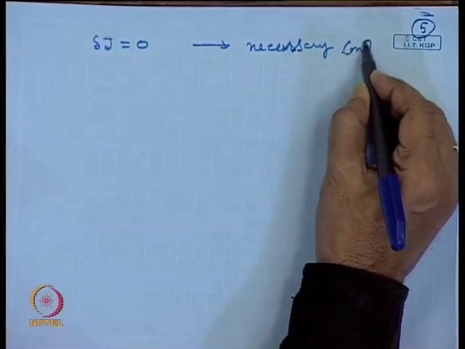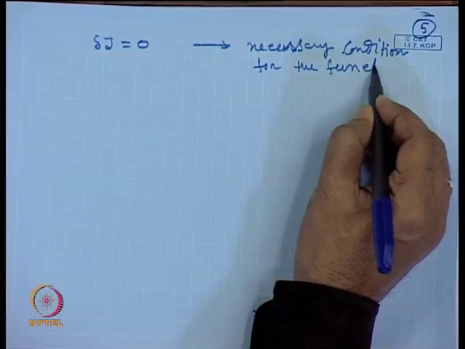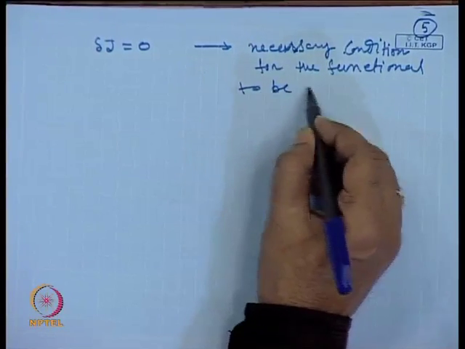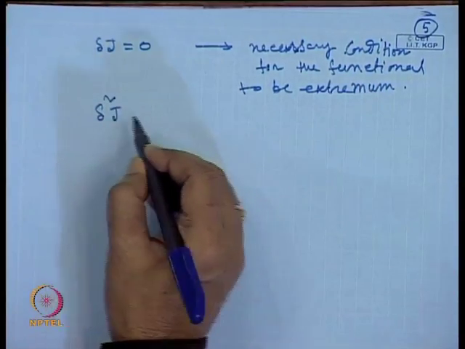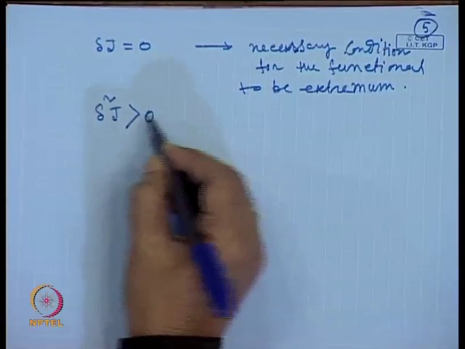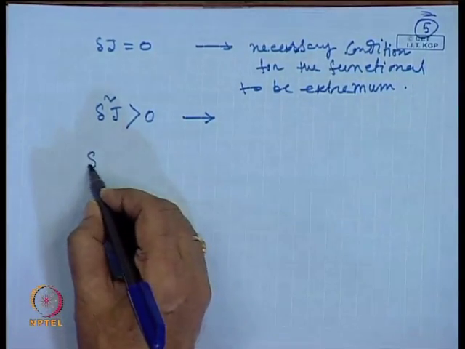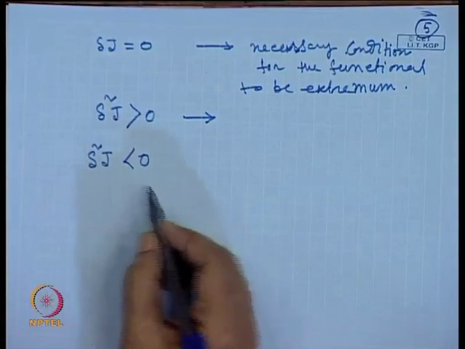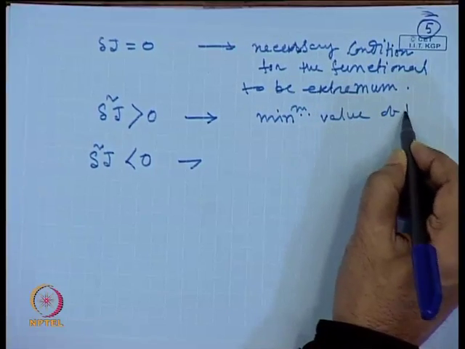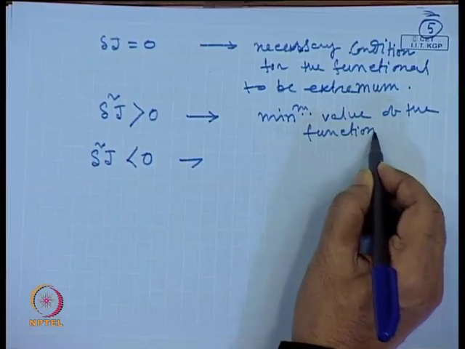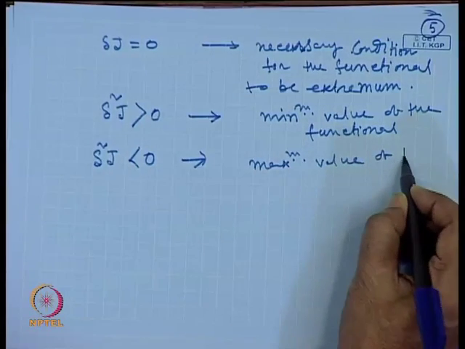This is the necessary condition for the functional to be extremum, meaning either minimum or maximum. Then delta square j, if it is greater than 0, implies the functional value obtained is a minimum. If delta square j is less than 0, meaning negative, then this is the condition for the maximum value of the functional.